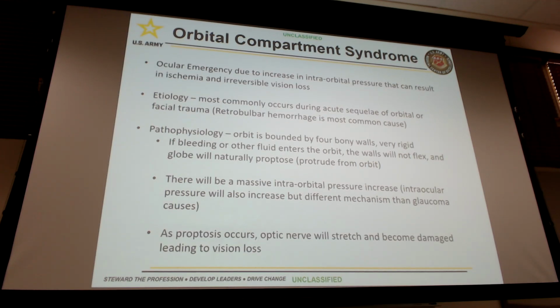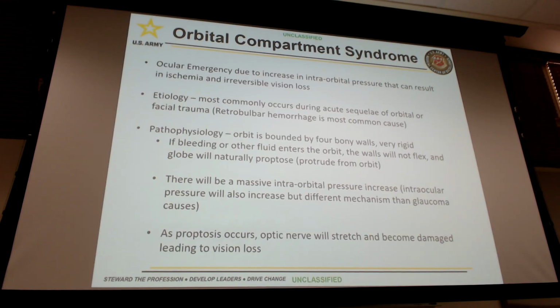Here is a brief overview of orbital compartment syndrome. Kind of talked about that already. This isn't one of your ocular emergencies. Okay, there's an increase in intraorbital pressure. It's not intraocular, but intraorbital pressure that can result in ischemia for the optic nerve. Basically, a lot of times you're going to get retrobulbar, behind the eye, hemorrhage that's going to push the eye forward, and that stretches out the optic nerve. That is bad, because that's going to cause ischemia to the optic nerve and blindness.